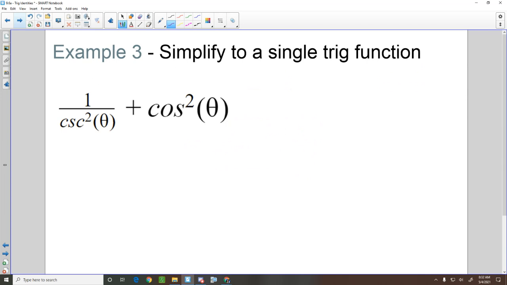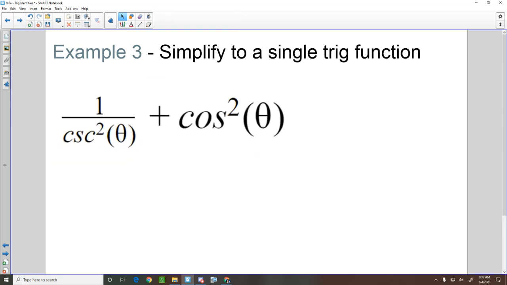Try this one. 1 over the cosecant squared plus the cosine squared. Simplify that to a single trig function. Now that looks really weird. I haven't done anything with adding fractions together.